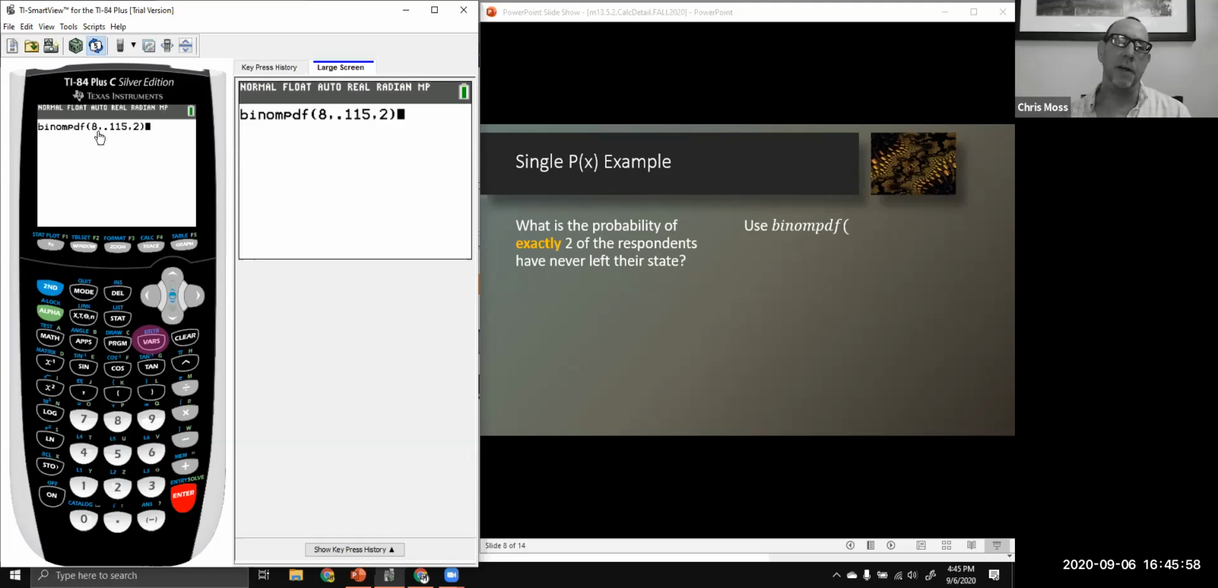Some of you may see this screen to begin with. You may need to enter in the 8, followed by the comma key. The comma key is right there, right up above the 7. 0.115, hit the comma key again, 2, and then I can close them up with the parenthesis right there.